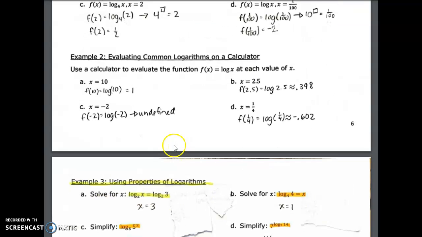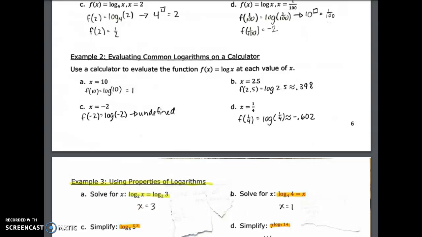So these don't work out as nicely. Well, a does actually. Log of 10, well, those are matching bases, so that would equal 1. But in this case, log of 2.5, we would have to evaluate in our calculator and round. So we can literally just type it in our calculator, log of -2, or log of 2.5, or log of 1/4, and get that straight from our calculator.